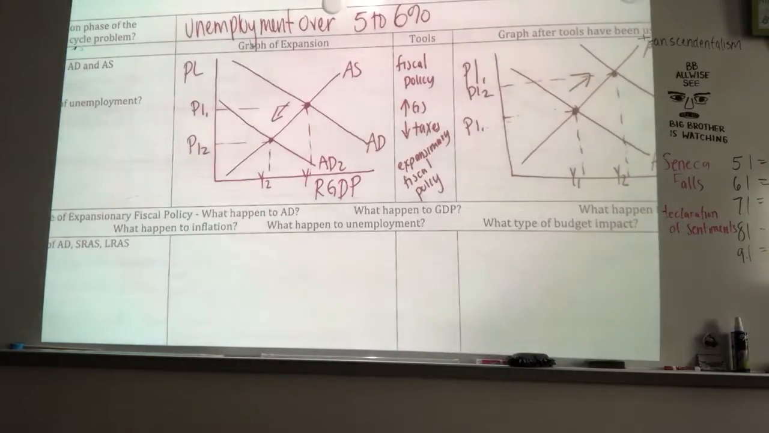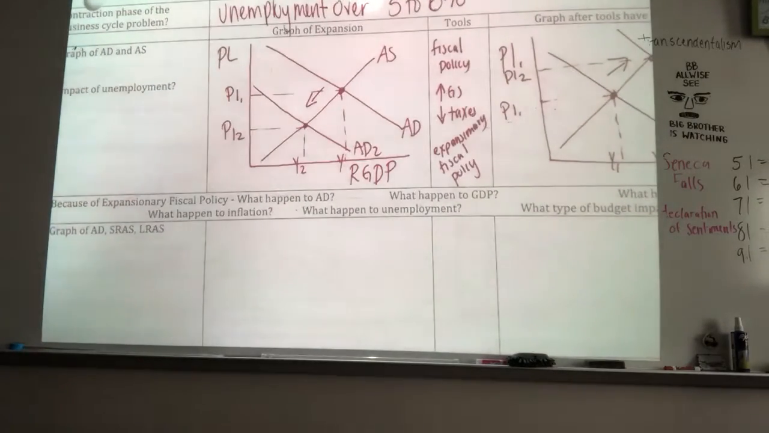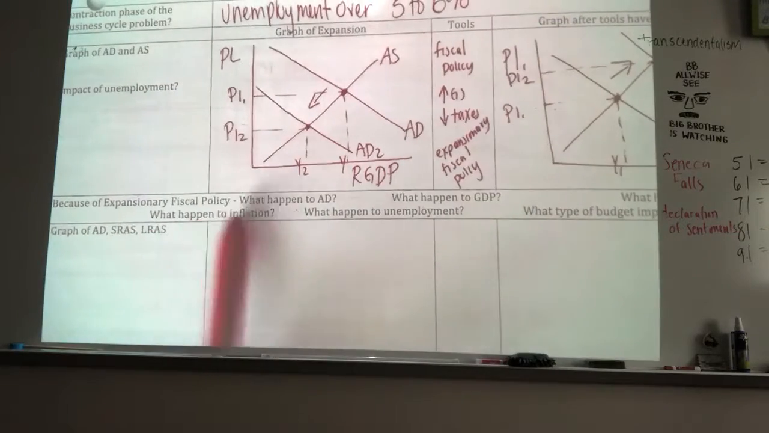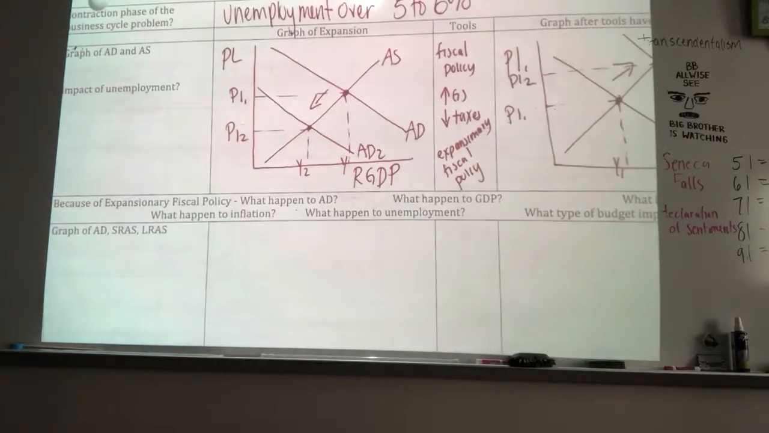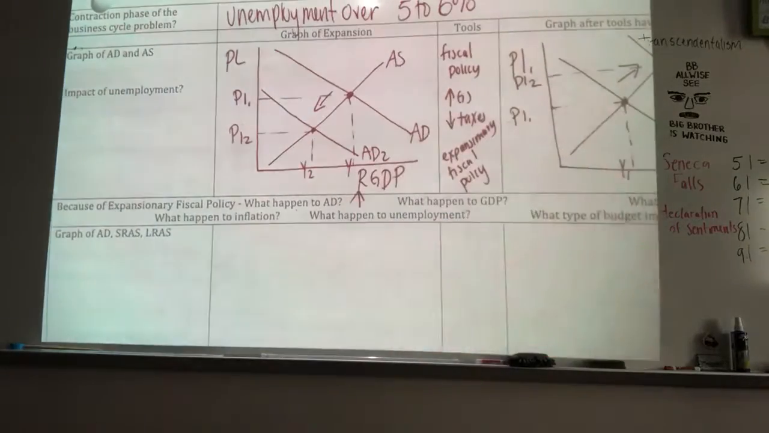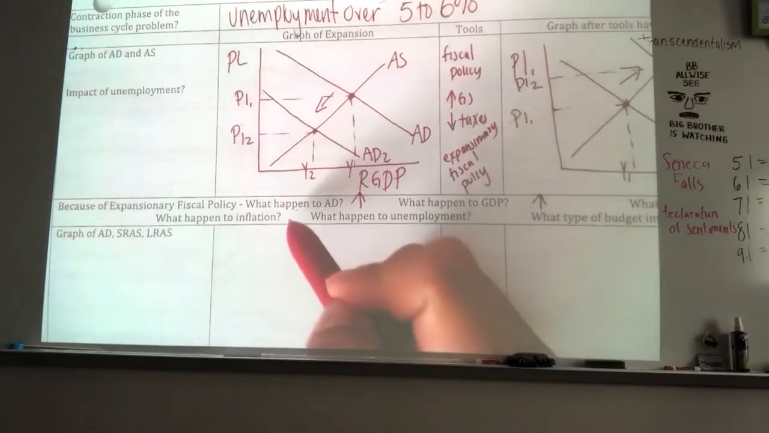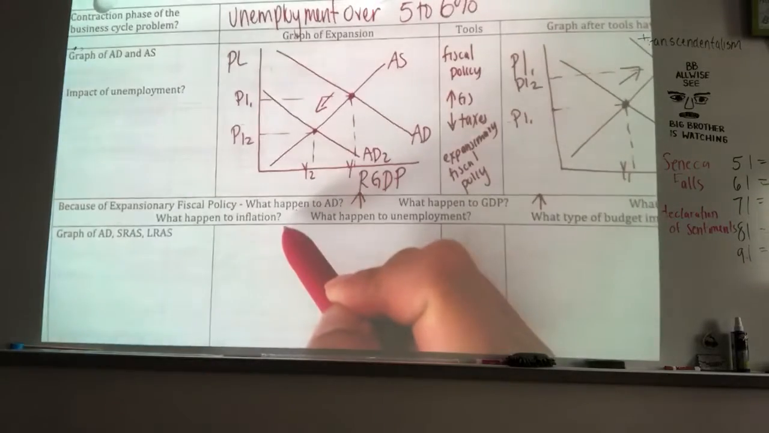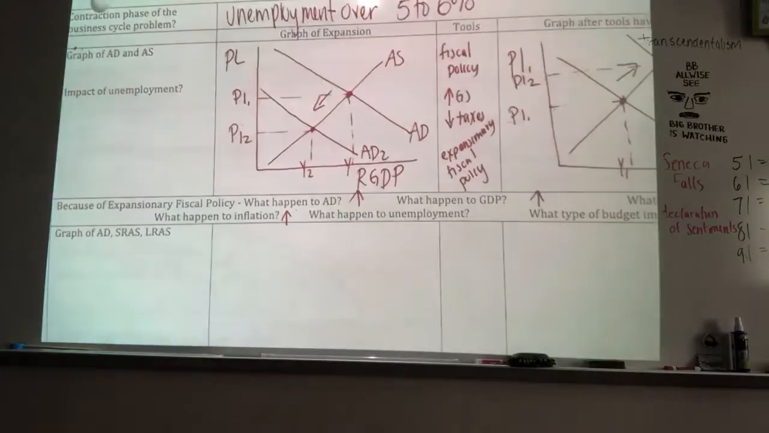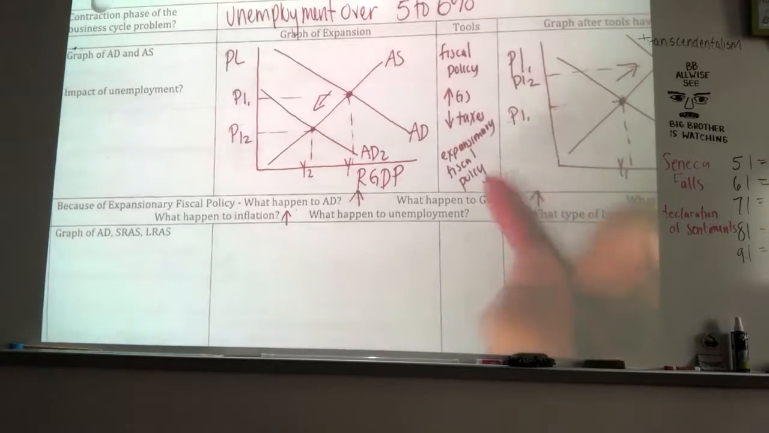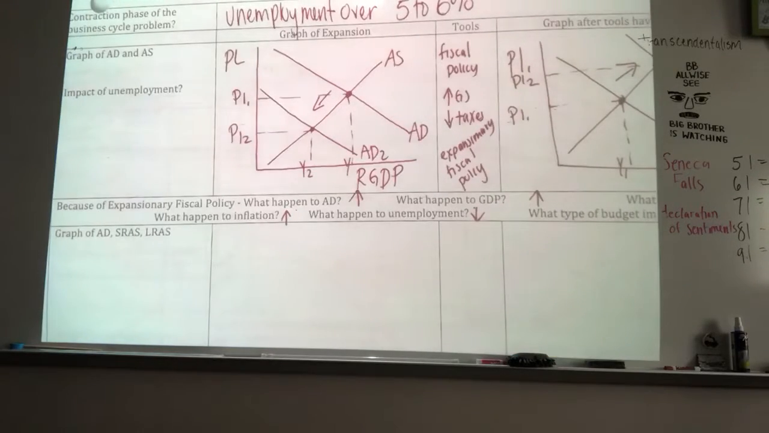Okay, now that we got sidetracked, because of expansionary fiscal policy, what will happen to aggregate demand? It will go up. What happened to real GDP? What happened to price level? It went up, technically to the right. What happened to inflation? It went up. Unemployment goes down. Unemployment went down. Yeah. What type of budget did the government run? Deficit.